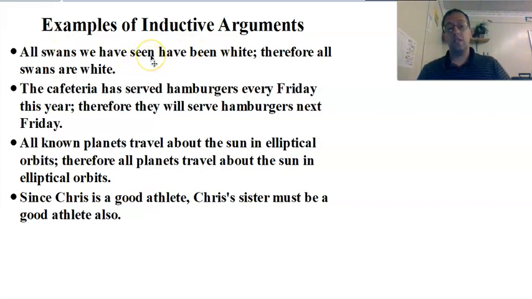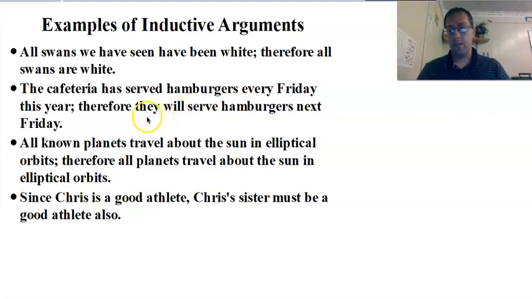All the swans we've seen have been white, therefore all swans are white. That is an inductive argument. It goes from specific cases, the ones you've seen in the past, to say all swans are white. Is that true? No, there's black swans, there's brown swans. But yeah, that's an inductive argument. The cafeteria has served hamburgers every Friday this year, therefore they will serve hamburgers next Friday as well. Okay, well, you've seen it in the past. Does that guarantee there's going to be hamburgers on Friday? No, they might decide to serve pizza.